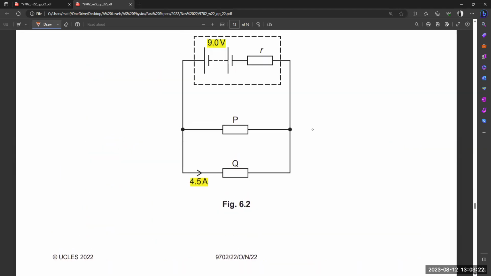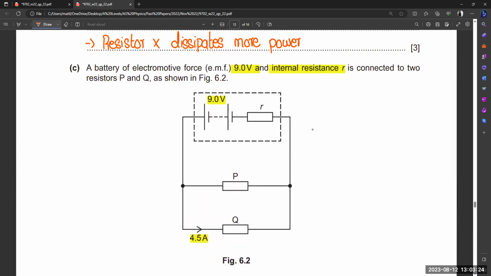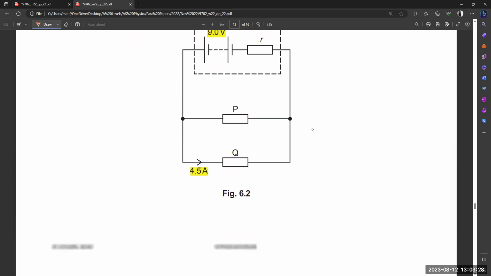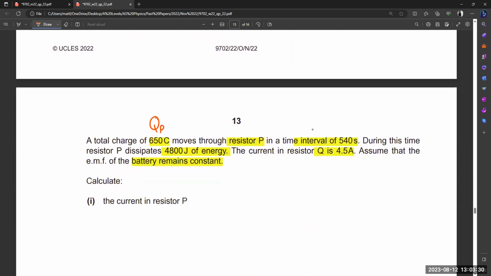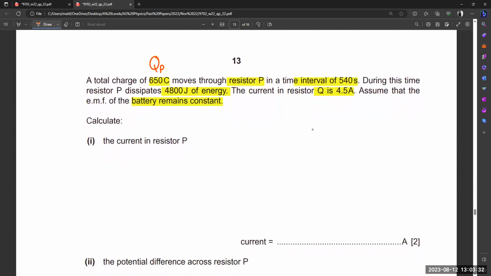Actually, total current is not mentioned anywhere in the question, not in the diagram too, because we need to find out the current through P. If they mention the value, we can simply subtract 4.5 and we will get the answer. Well, if we find out the total current, then we can subtract it, can't we do that? Okay. You may also do that.